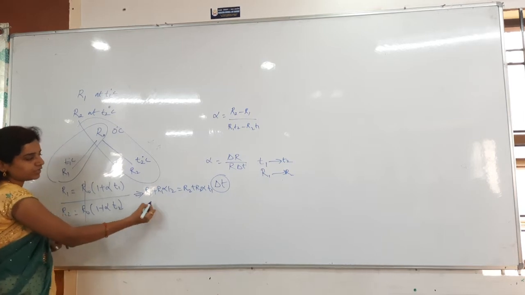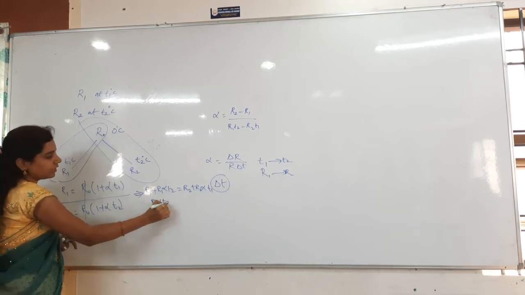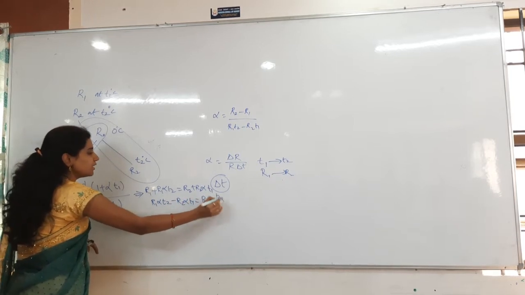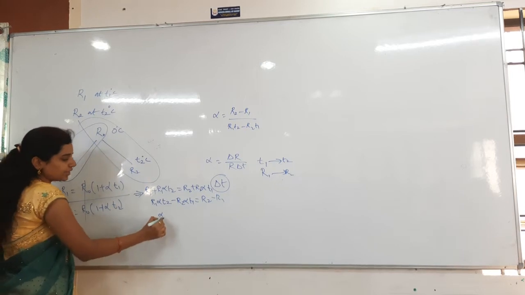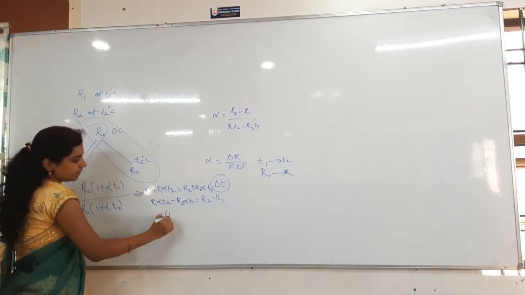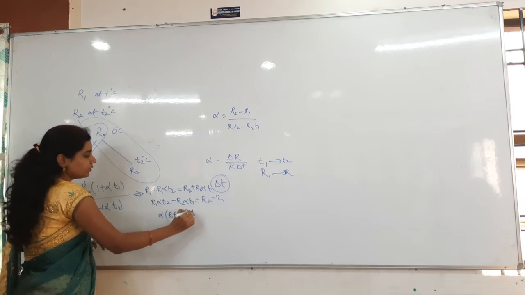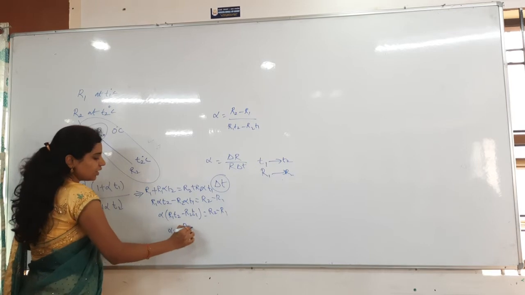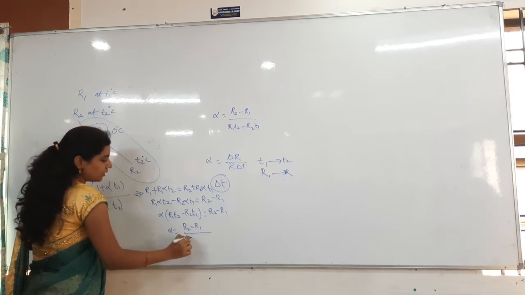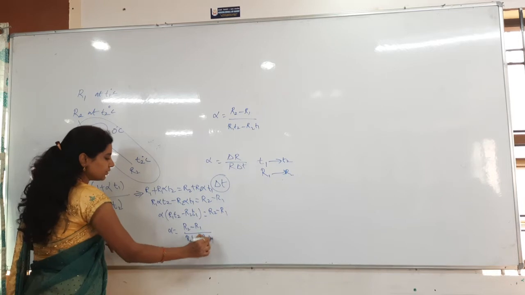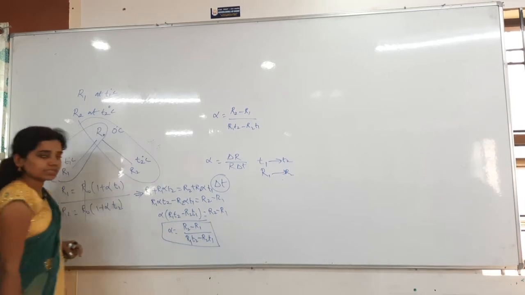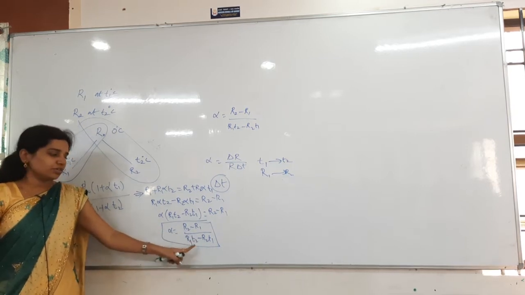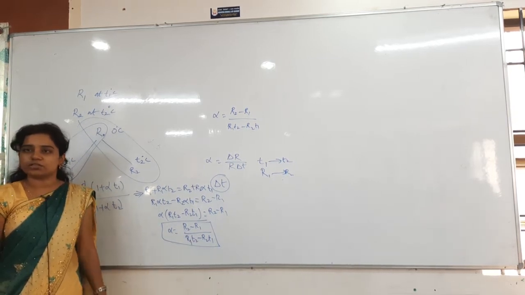Then, since we want to find alpha, R1 alpha T2 minus R2 alpha T1 is equal to R2 minus R1. Alpha is common here, so you simply get alpha times R1 T2 minus R2 T1 equals R2 minus R1. Then alpha is equal to R2 minus R1 by R1 T2 minus R2 T1. This is the answer. You can also write it as R1 minus R2 by R2 T1 minus R1 T2. Anything is correct.